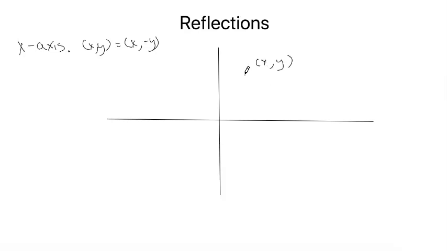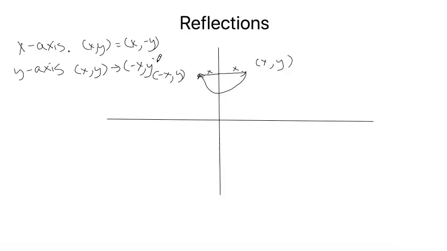Now if we want to reflect a point x, y across the y-axis, then you realize that this is x units from the y-axis. This new point should also be x units from the y-axis in order to be a good reflection. So what you end up with is negative x, because you flip the x. So now for the y-axis, your equation is x, y becomes negative x, y. That's it for reflections.